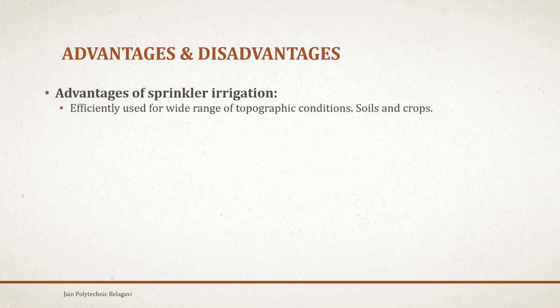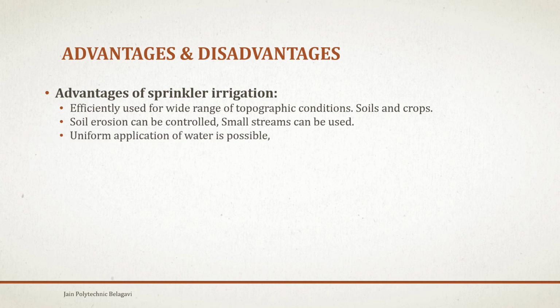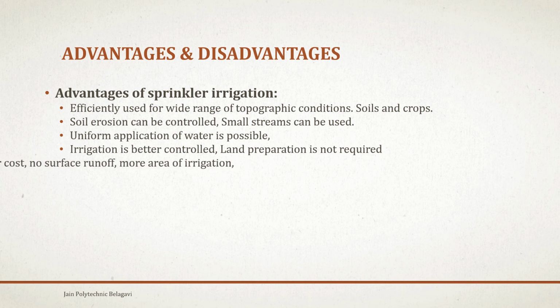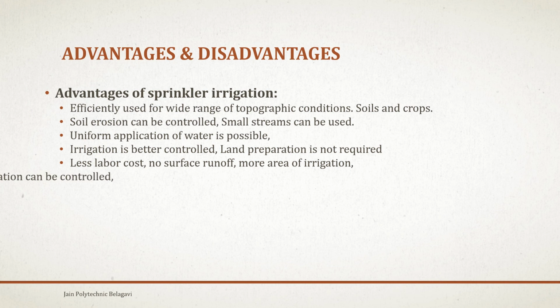Advantages of sprinkler irrigation: it is efficiently used for a wide range of topographic conditions. It might be soils, or it might be crops, or it might be both. Soil erosion can be controlled. Small streams can be used. Uniform application of water is possible. Irrigation is better controlled. Land preparation is not required. Next, less labor cost, no surface runoff, more area of irrigation, and time and amount of fertilizer application can be controlled.